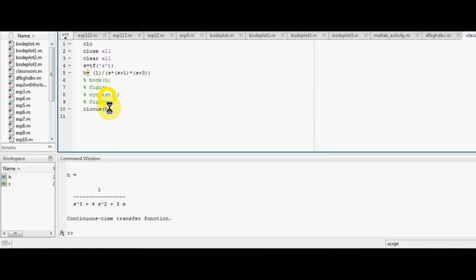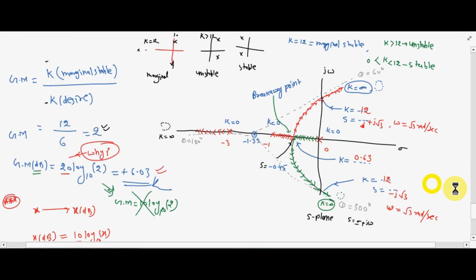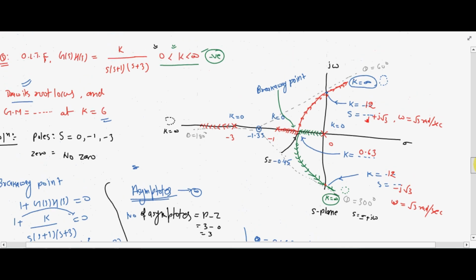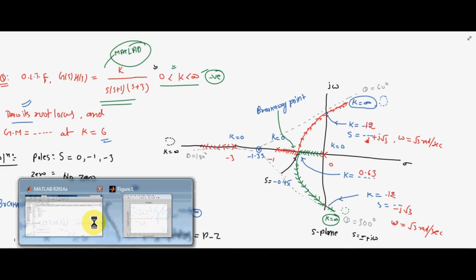Now in our problem it is given that this is our open loop transfer function. I am going to write this open loop transfer function in MATLAB and see how the plot looks.